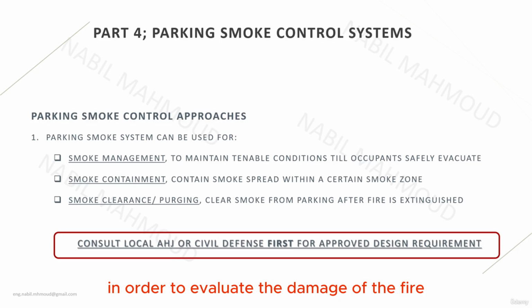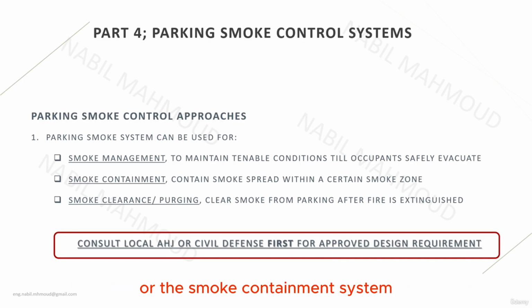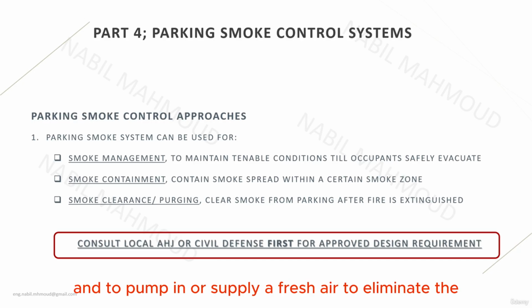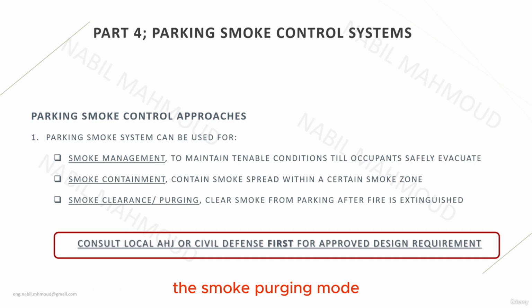in order to evaluate the damage of the fire and try to resume the normal operation of the building, which is the parking. So you need to activate the smoke management system or the smoke containment system to suck the smoke out of the parking and to pump in or supply fresh air to eliminate any presence of smoke inside the parking. In simpler terms, the smoke purging mode is the mode used to empty the parking of any smoke remaining after the fire has been extinguished.